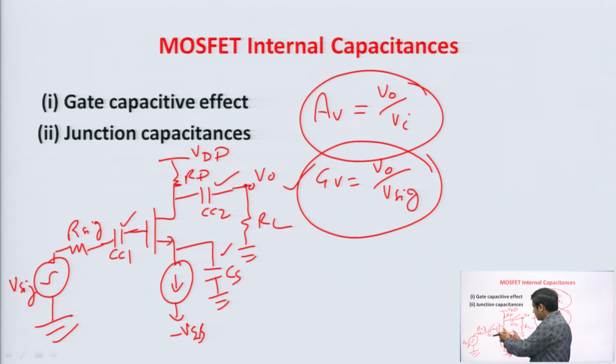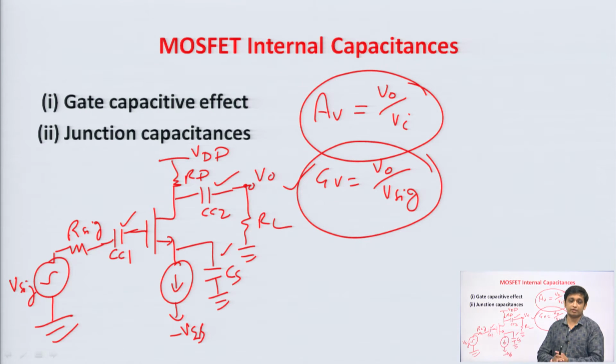These coupling capacitors CC1, CC2 and CS are external capacitors and they are of higher value, in the microfarad range. And there is another capacitance called parasitic capacitance, that is your internal capacitance formed inside the MOSFET. So we need to understand the effect of the internal capacitance and the effect of external capacitors on the voltage gain of the amplifier.